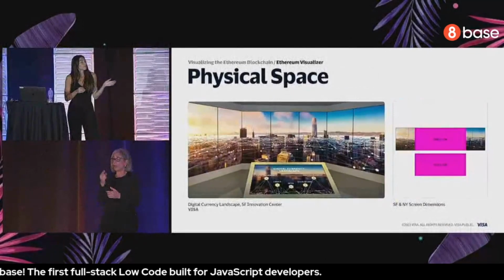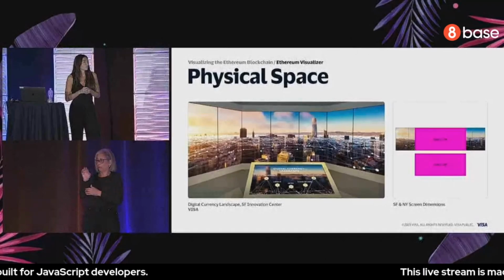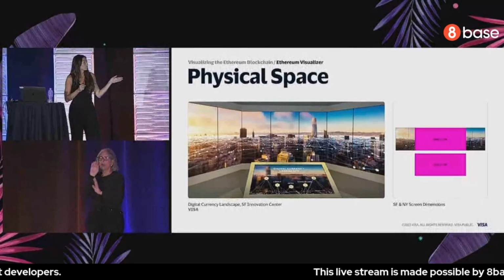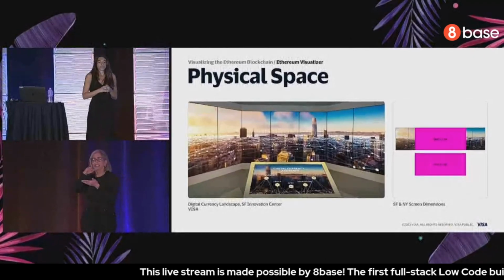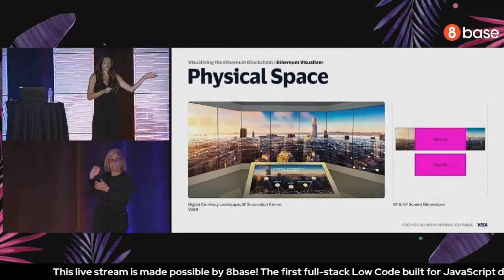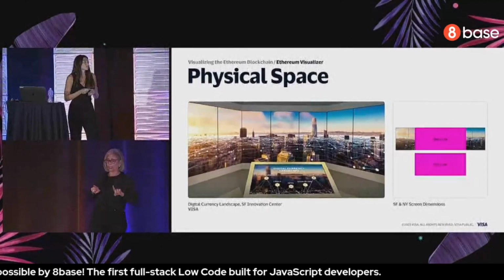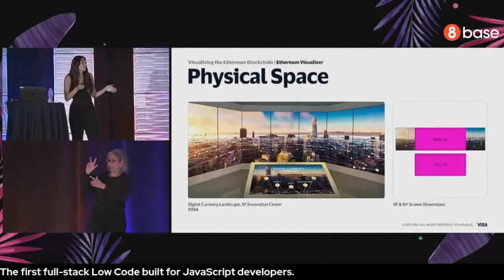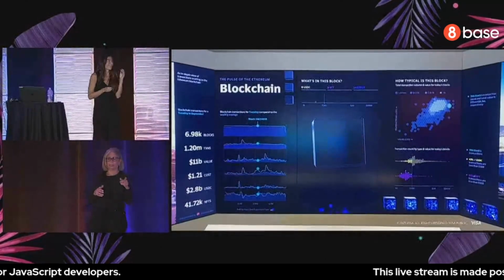So this was the physical space we were given for our proof of concept version 1 in San Francisco. This is a picture of the digital currency landscape in the San Francisco Innovation Center. It's a 7-panel array of screens and then a big touchpad in the middle. And we were given this pink part, which is the 3 in the middle and half of the 2 on the sides. And this is a little wobbly.